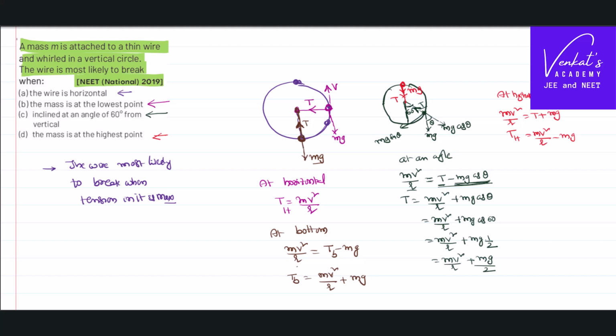So you can look at the four options. When it is horizontal, it is mv square by r. At the bottom, mv square by r plus mg. At an angle 60, mv square by r plus mg by 2. At the highest point, mv square by r minus mg. So which is highest in all these cases? It's very clear, this is highest. So the tension is greatest at the bottom, when the mass is at the lowest point. It is more likely to break there, based on this concept.